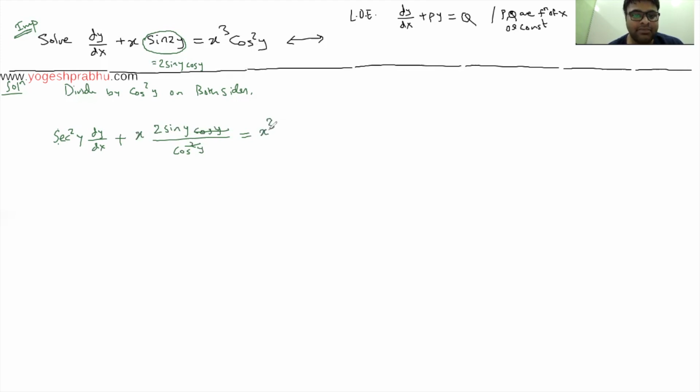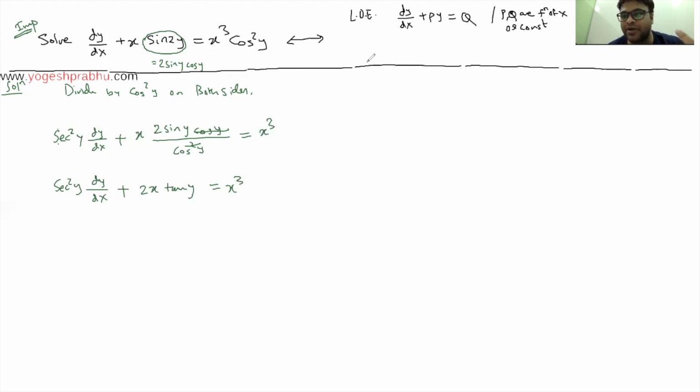And it's a bit better than before, because now at least I have q, which is purely made of x. And that's how we want it. We want p and q to be functions of x only, and no y is allowed. So that's a good thing. But now let's simplify more and see what we get here. This is sec square y dy by dx plus 2x tan y is equal to x cube.